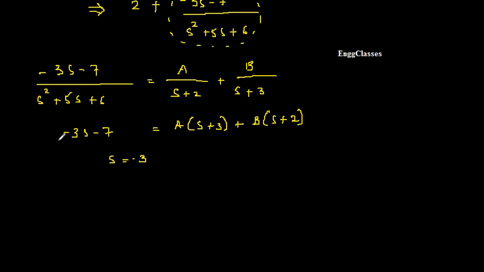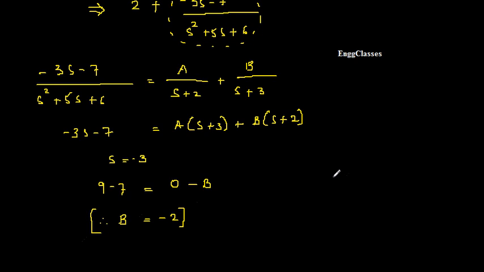Is that okay? So now minus 3 into minus 3 becomes plus 9, minus 7 is equal to, this would become 0, and I said s equal to minus 3 plus 2 is minus 1. So I'm going to get minus b. Therefore b is equal to minus 2. Is this okay? So I got the answer b equal to minus 2.